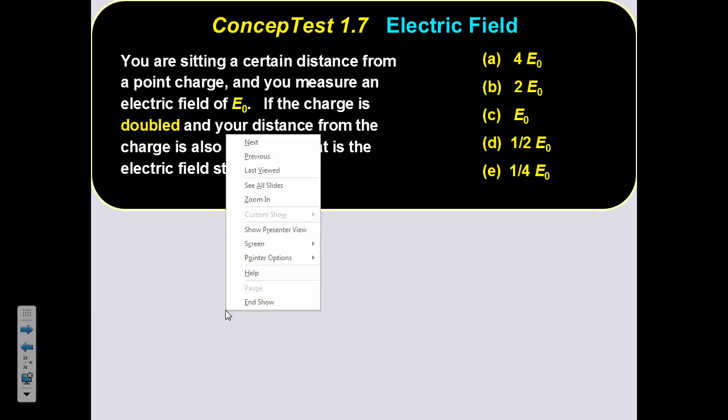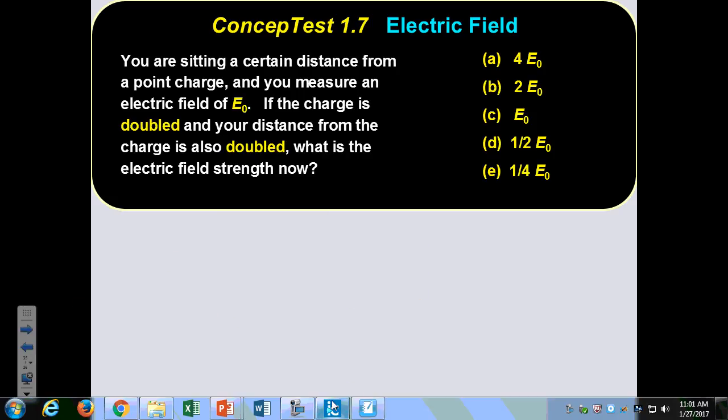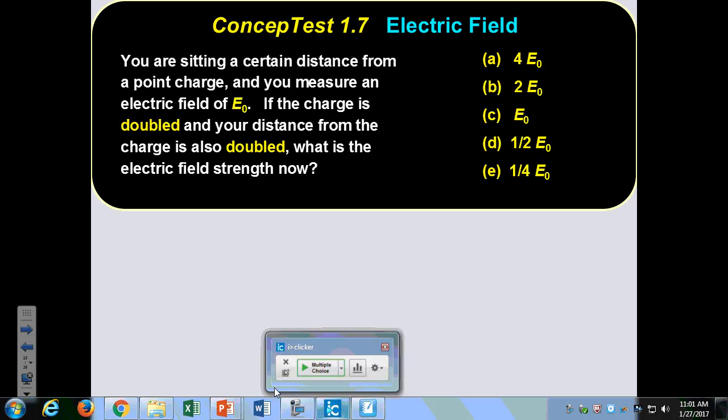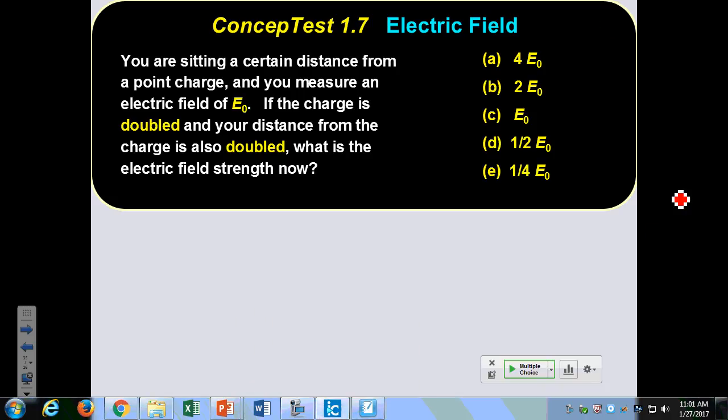Okay, you're sitting a certain distance from a point charge, and you measure an electric field. You double your distance, you double your charge. What is the electric field strength now? First of all, you're going to ask yourself, how do I find the electric field due to a point charge? Look back at your equation sheet, notes, or whatever you've forgotten. But remember that the electric field is very similar to force.